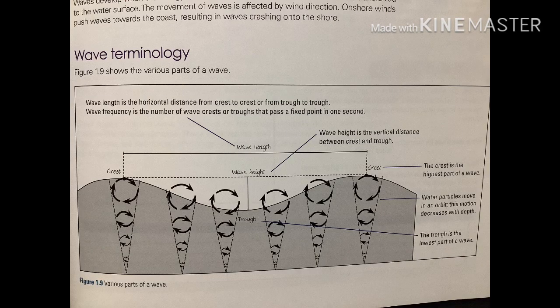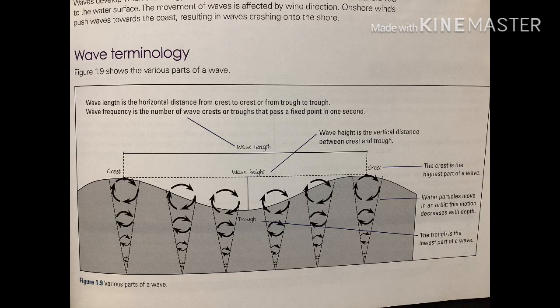It's important to note that waves are developed when you have energy from wind blowing across the sea and it's transferred onto the water surface itself. Movement of waves is directly affected by the wind direction, and generally onshore winds push waves towards the coast, resulting in this crashing effect onto the shore itself.